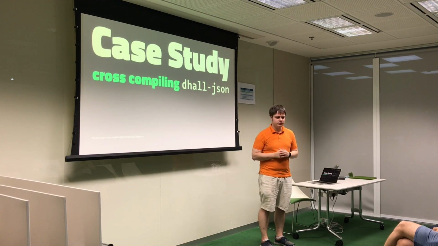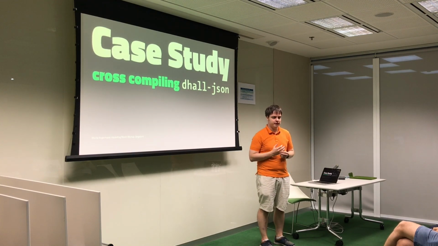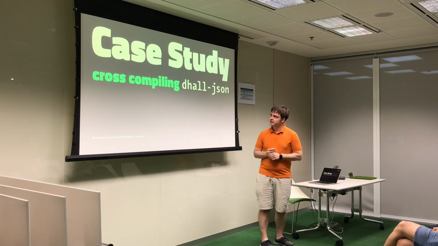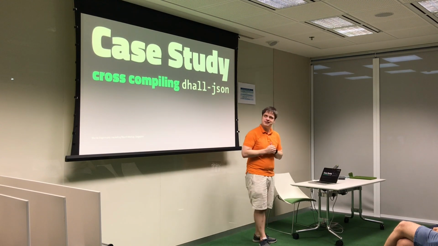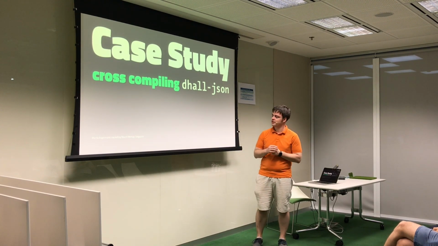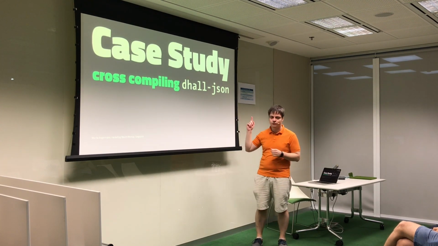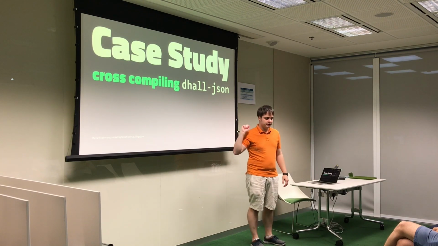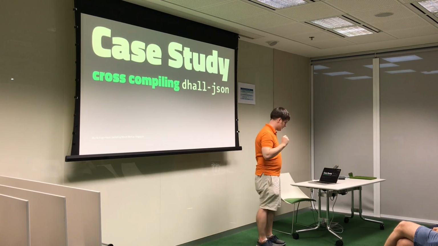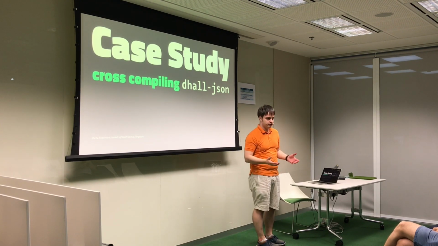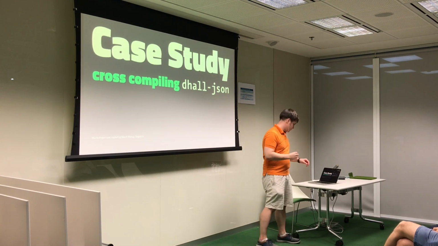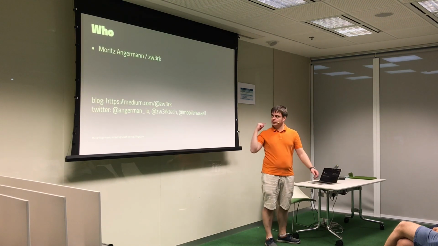And I don't know if any of you have actually tried cross-compiling with GHC yet. But it seems that people are interested in doing it anyway, so I thought I'd show how we can get dhall-json to cross-compile to Raspberry Pi, and show what all the issues you might run into and what the solutions for those are, so you don't get scared away.